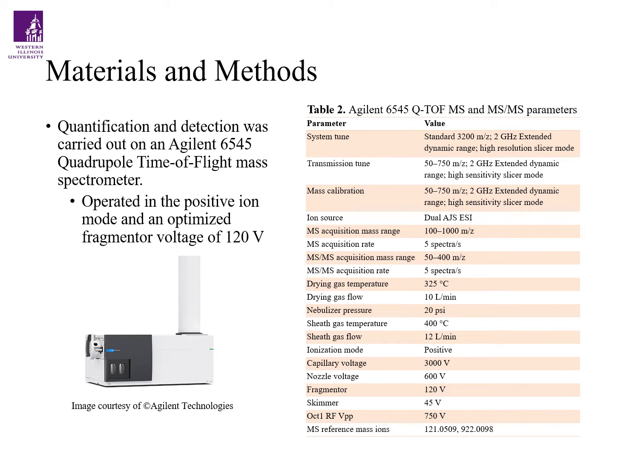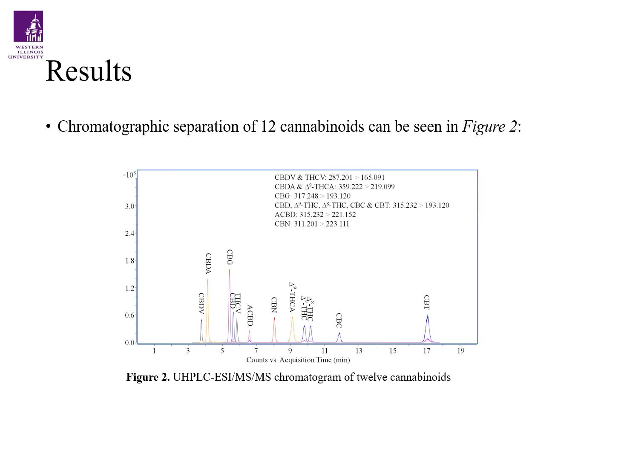Detection of CBN and subsequent quantification of the cannabinoid was carried out using an Agilent 6545 quadrupole time-of-flight mass spectrometer operating in the positive ion mode utilizing an optimized fragmenter voltage of 120 volts. The list of optimized parameters can be seen in Table 2. Chromatographic separation of all 12 cannabinoids was achieved using optimized conditions and can be seen in Figure 2.